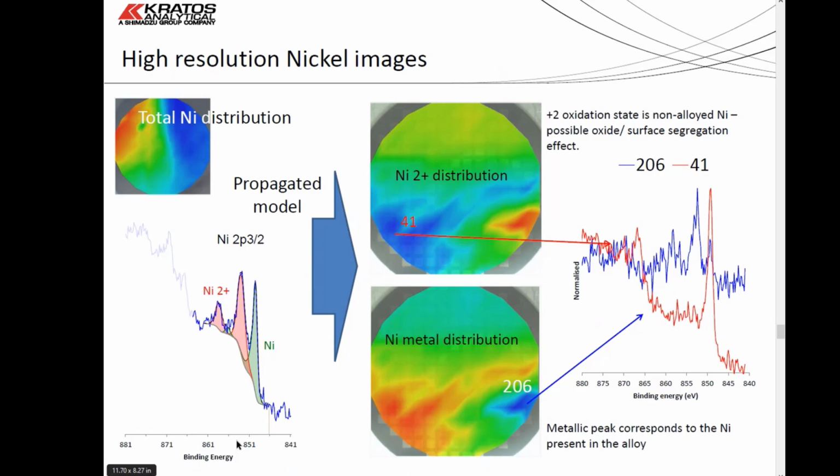So you can see this hot part up here from nickel there, and it goes cold. There's a change in the actual distribution of nickel 2+ and nickel metal in a different area that doesn't relate to the elemental distribution. And just to prove that, you can go to different areas and see the peaks that correspond to the 2+ and the metal peak.